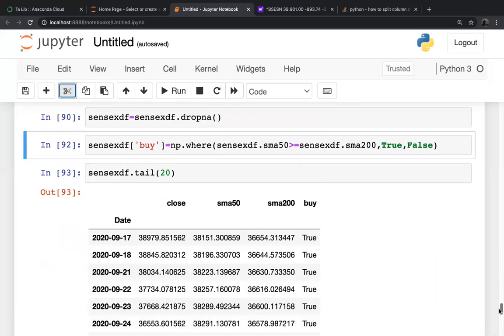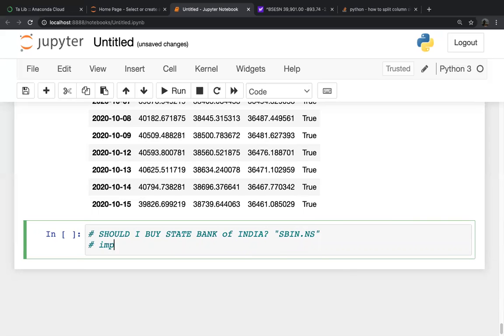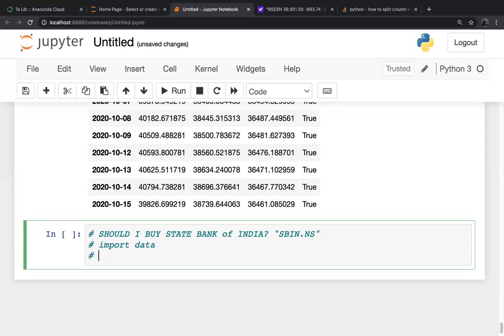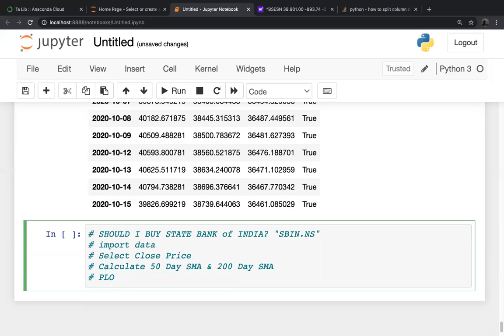So now, guys, do one thing. Should I buy State Bank of India? The ticker is SBIN.NS. So this is the ticker. So first import data. Second, select close price. Then calculate 50-day SMA and 200-day SMA. Plot all three lines.